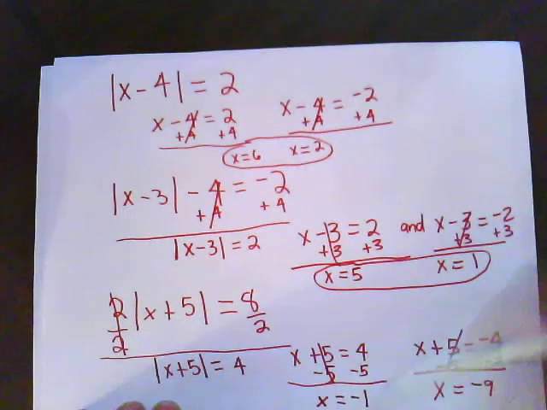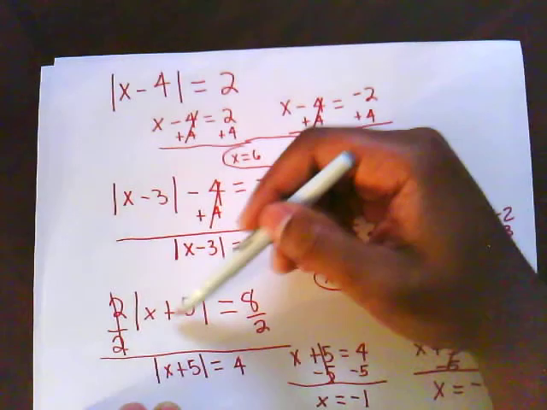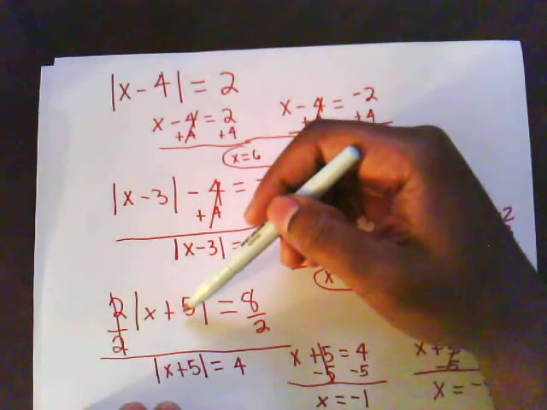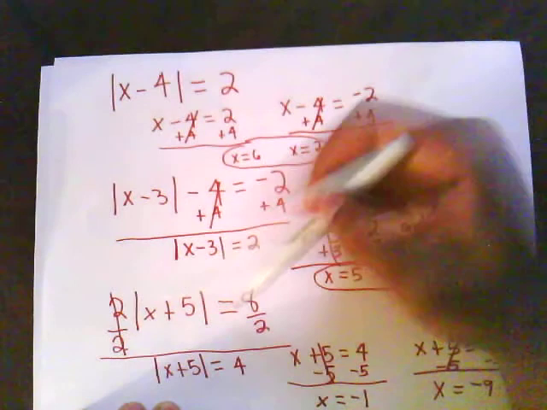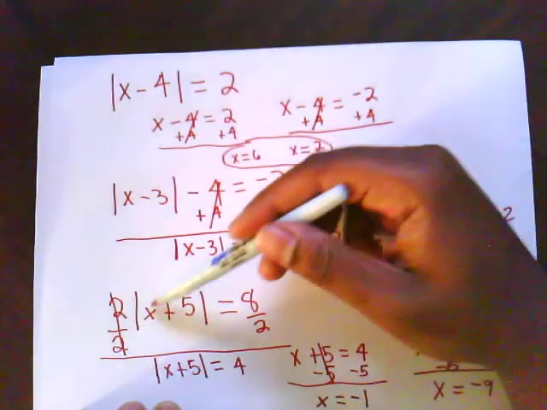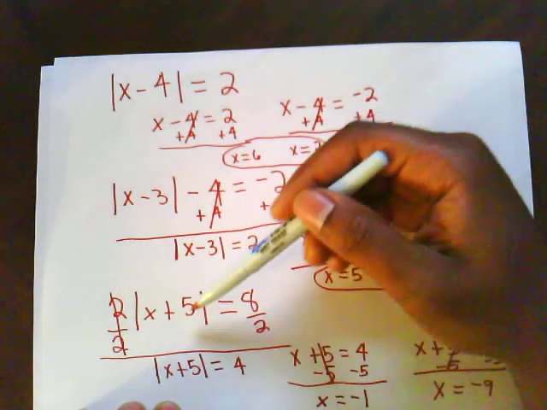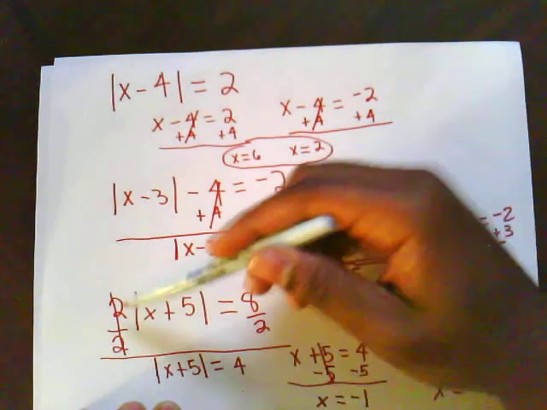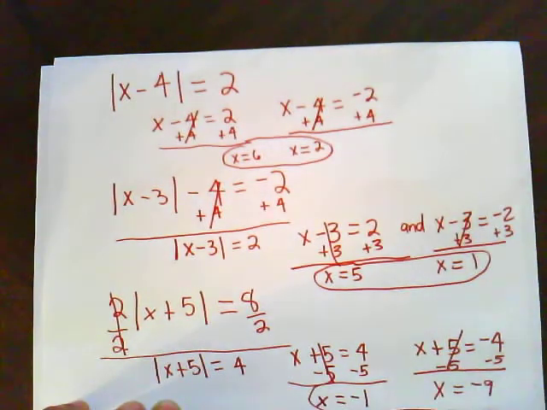And we could always come up here and check. -1 plus 5 equals 4. The absolute value of 4 is 4. 4 times 2 will give us 8. Or we could plug in -9. -9 plus 5 is -4. Absolute value of -4 is 4. 4 times 2 is 8. So our answer here is -1 and -9.